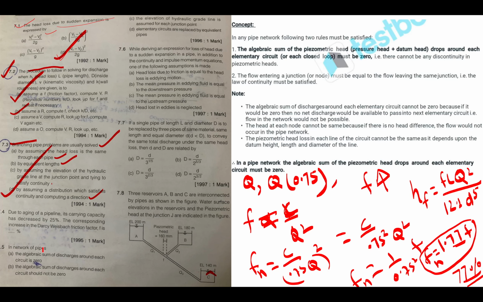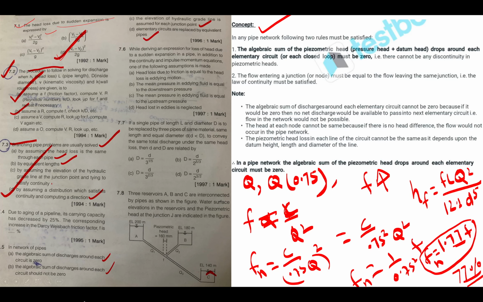So question number 5 is about the pipe network, and here is the concept. Option A: the algebraic sum of the discharge around each circuit is 0. Option B: the algebraic sum of discharge around each circuit should not be 0. Option C: the elevation of hydraulic gradient line is assumed for each junction point, and the elementary circuits are replaced by equivalent pipe.